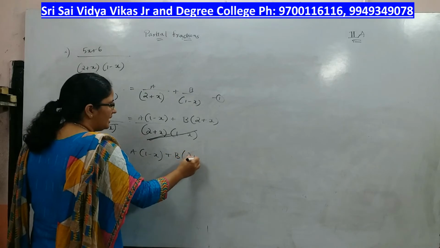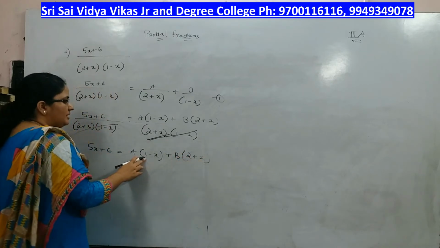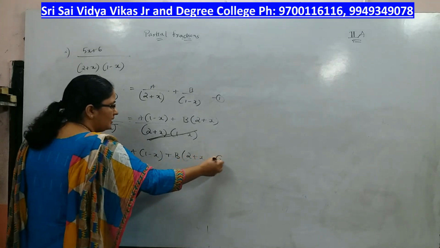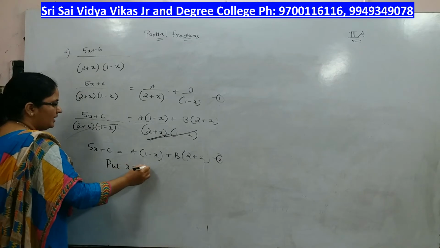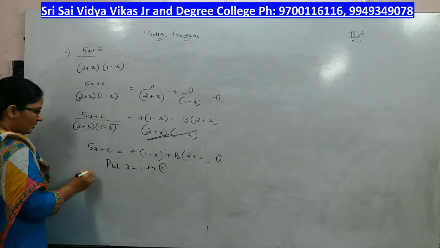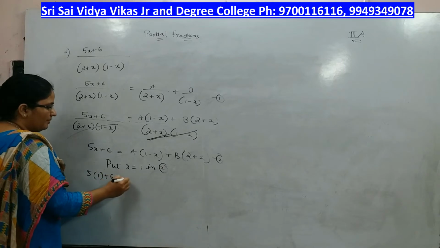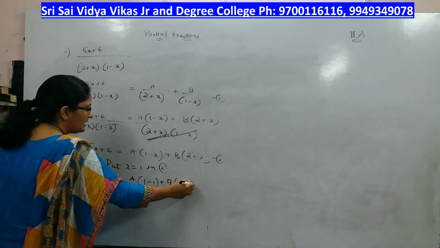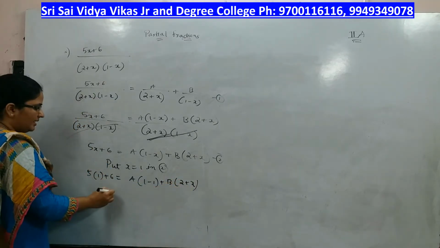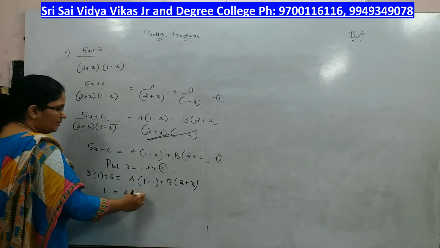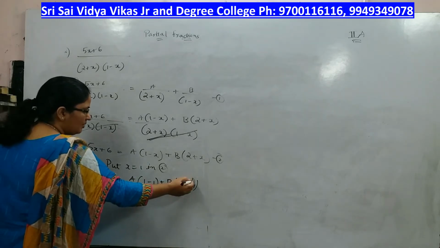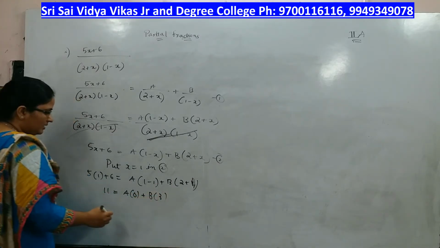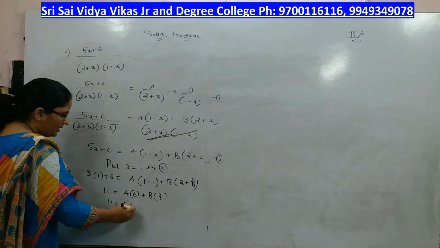We will eliminate A first to get B. Let us call this 2. Put x = 1 in 2. What do you get? 5 into 1 plus 6 is equal to A into (1 - 1) plus B into (2 + 1). 5 plus 6, 11, is equal to A into 0 plus B into 3. So this is 11 is equal to B into 3.